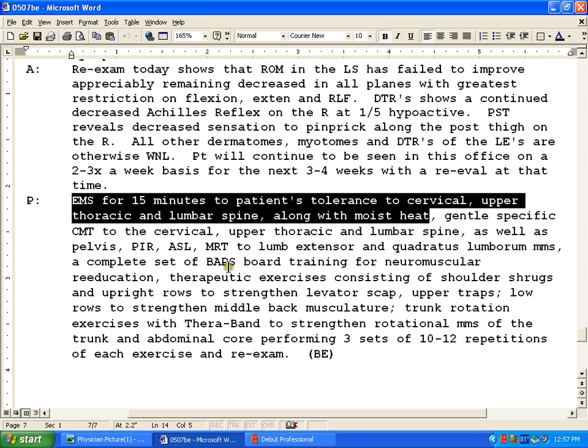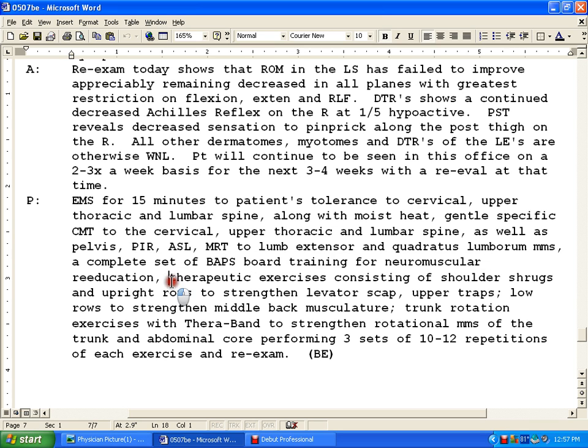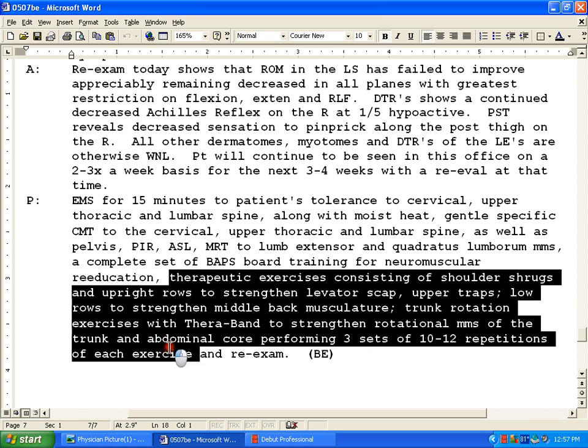And then he'll say neuromuscular re-education, and he means BAPS, a complete set of BAPS sport training for neuromuscular re-education. I like that. Where's the BAPS? And then he will say standard exercises, and this is what the standard exercises are, just like that. I'm not going to read it because it's right there on the screen. And in this case, re-exam.